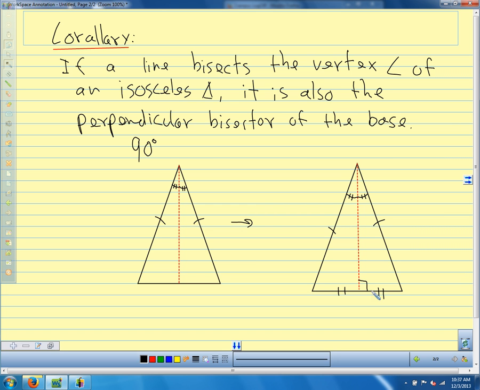So I talked right at the beginning about isosceles triangles having symmetry. Well, this is the symmetry that it has. We can cut it in half, and we get two congruent right triangles. So perpendicular bisector, again, means it makes a 90-degree angle and cuts it in half. So we get the vertex angle cut in half and the base cut in half. So that's kind of a nice thing. It's very useful. So questions on the corollary? Corollary just means something that we can figure out easily from our first theorem.